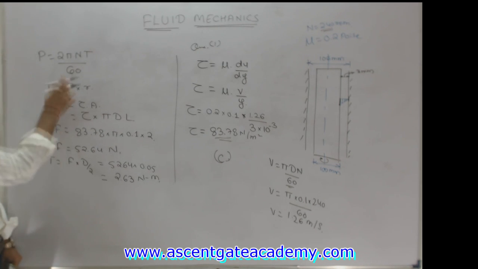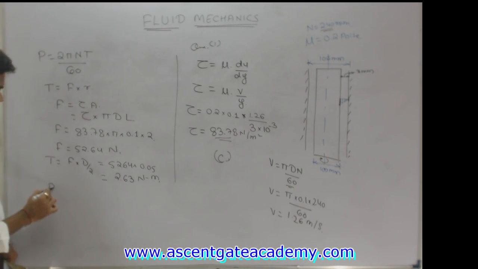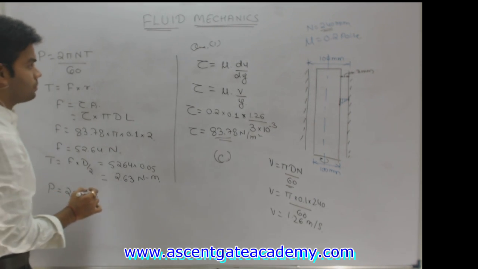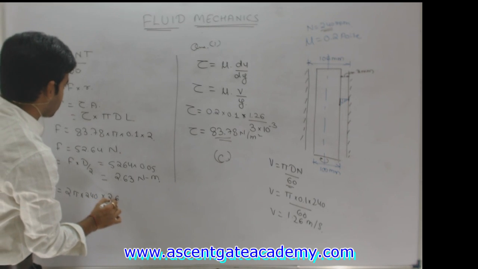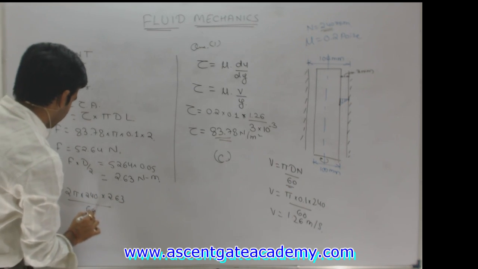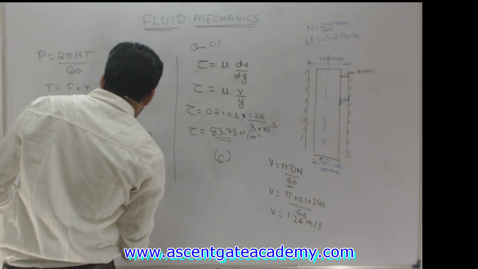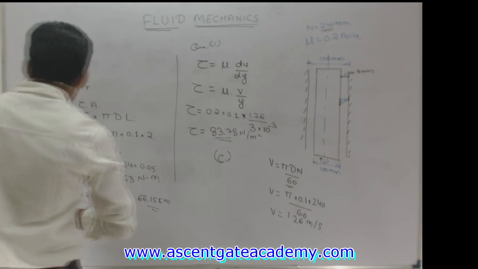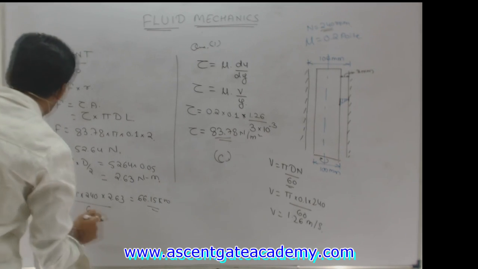So we have got the value of the resisting torque. Now just put all the values in power. This power will be equal to 2 pi, n is 240 rpm, into T is 2.63, divided by 60. From here you will get the value of power as 66.15 watt. That's it. So the answer is B.